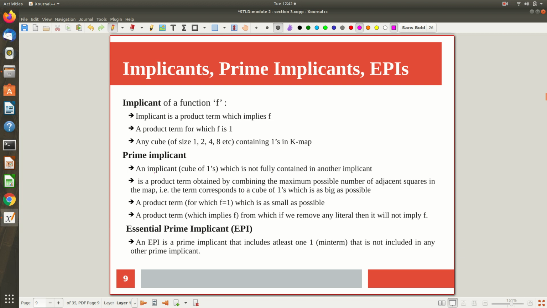So the first thing is called an implicant. What is an implicant? An implicant is a product term. By default, when I explain all these terms like implicant, prime implicant, and essential prime implicant, everywhere I am assuming the underlying expression to be sum of product, or I am trying to reach a minimum sum of product.